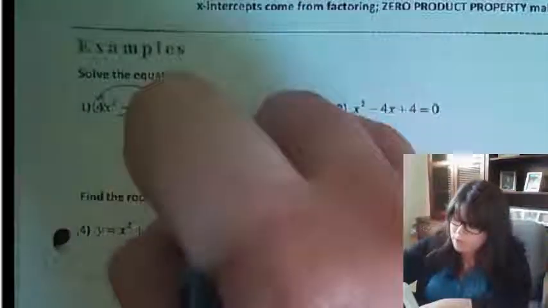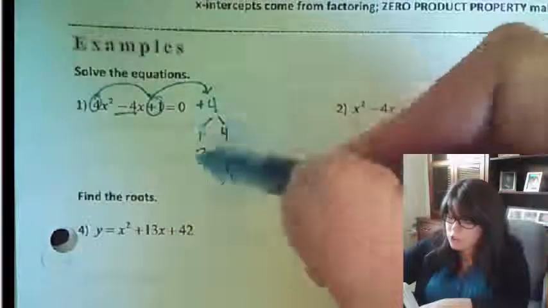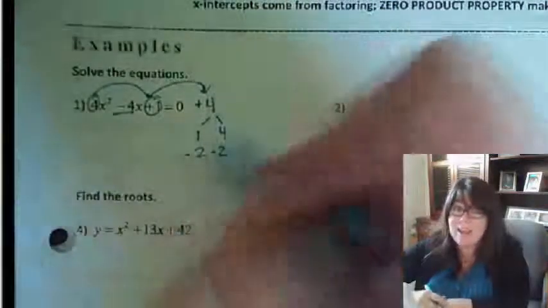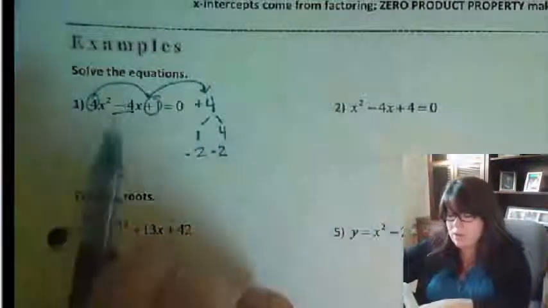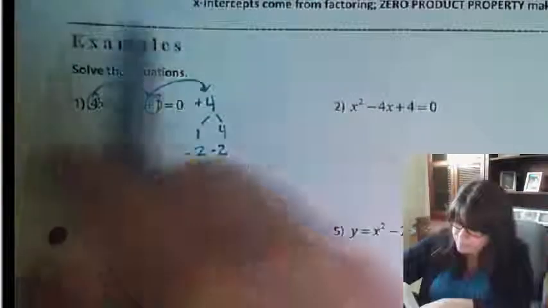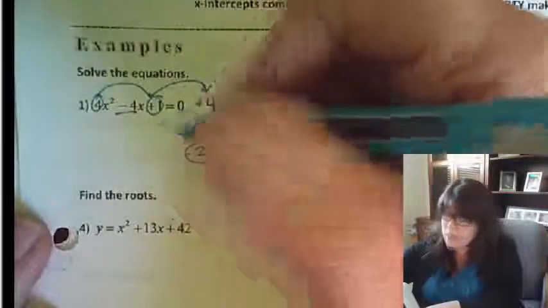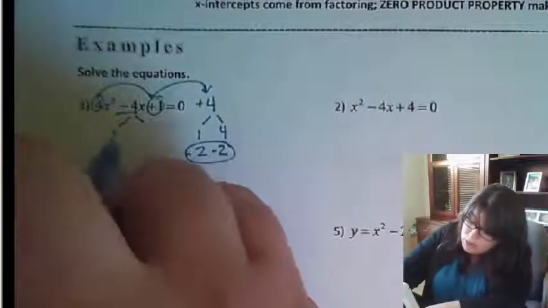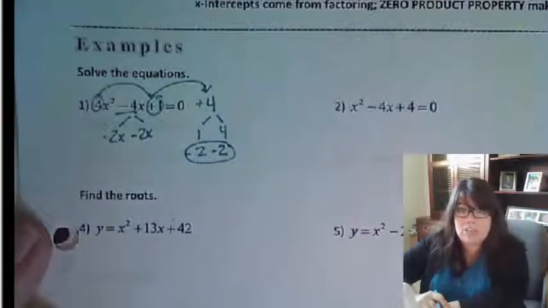So I could use 1 and 4, or I could use 2 and 2. 2 and 2 will work to make negative 4 if I have negative 2 and negative 2. When I combine those together, it will give me my middle term, negative 4. The reason that's important is because now the whole purpose of doing that is so we can split this middle term into negative 2x and negative 2x using that factor pair that we just found.